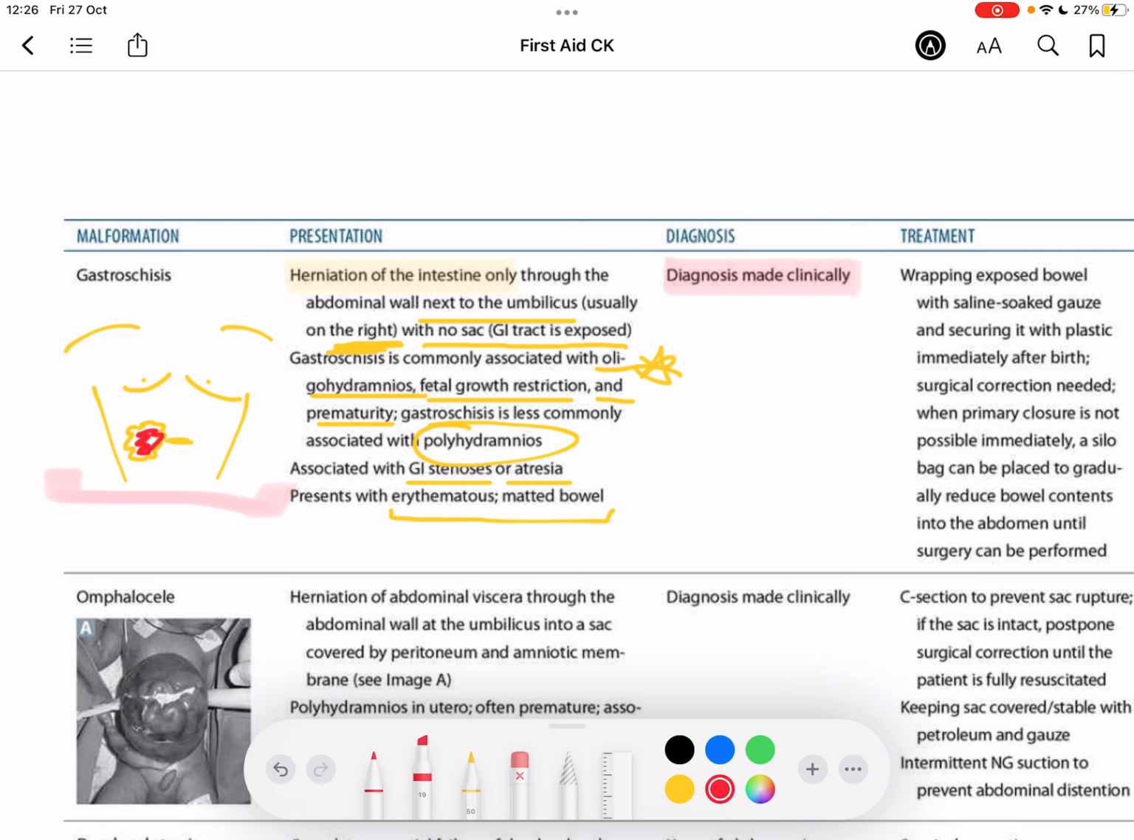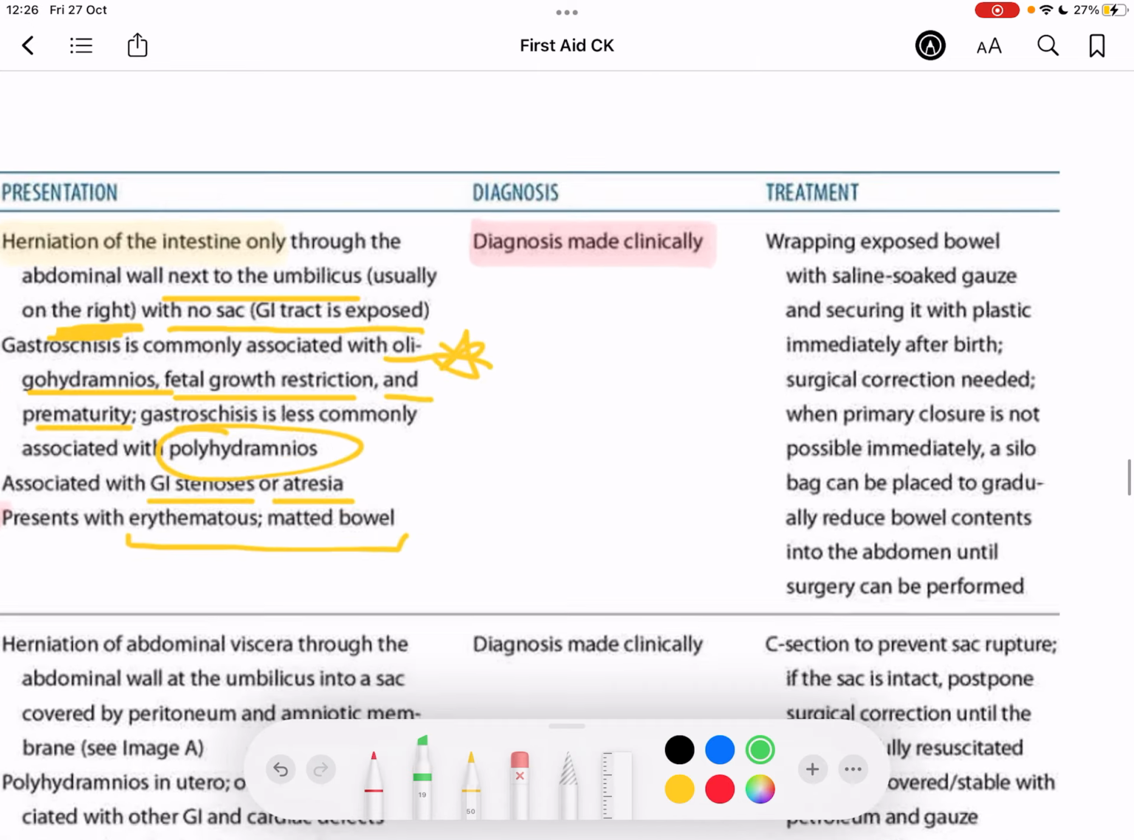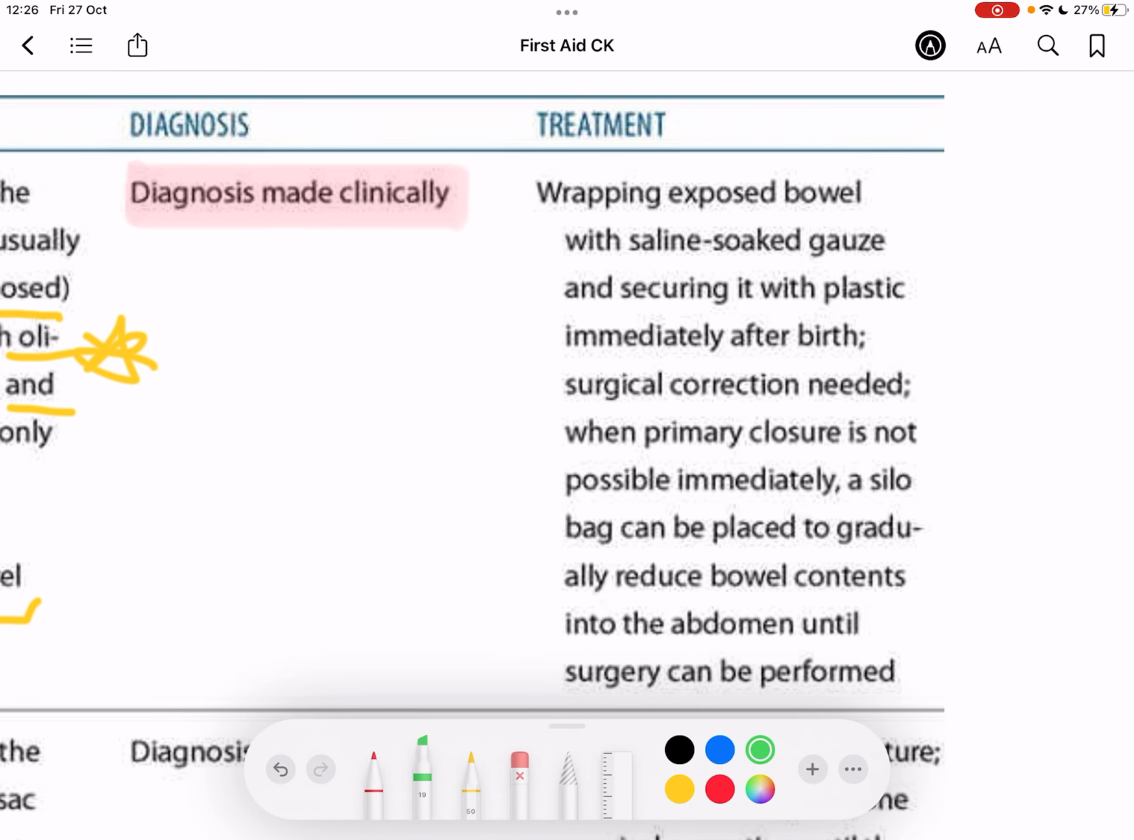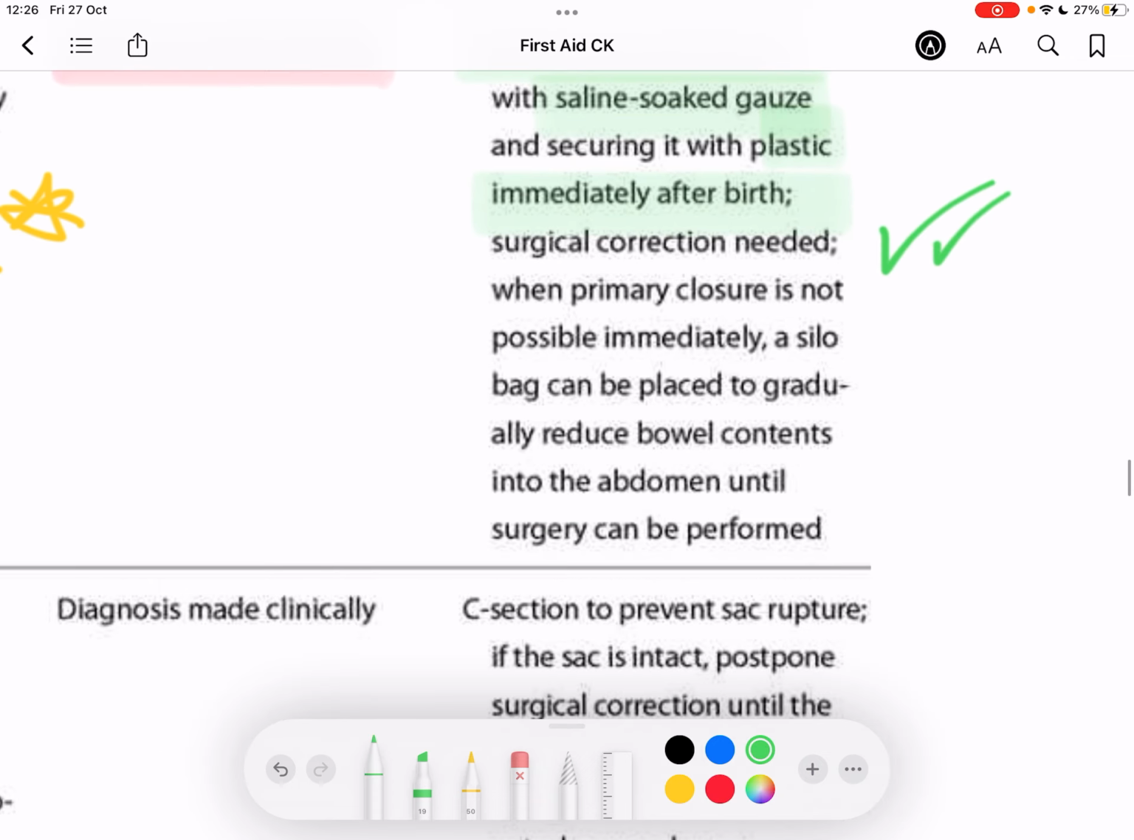It's clinical. In terms of treatment, the main aim of the treatment is to protect the exposed bowel until you can surgically correct it. So you should be wrapping the exposed bowel with saline soaked gauze and securing it with a plastic bag almost immediately after birth. Okay? And then you've got to be doing surgical correction. If we can't do surgical correction immediately, we can put something called a silo bag over and then gradually reduce the bowel content back into the abdomen until you can do a proper surgery.